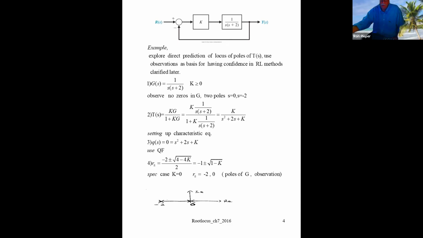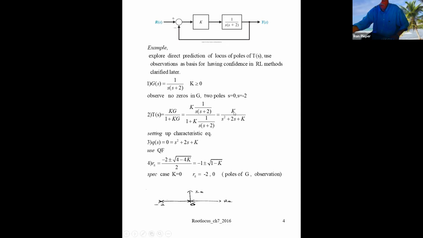If you're interested, I think there's some discussion in the book on that, but it's usually considered an add-on if you need it. We're not going to consider that. So just remember that for everything we're doing regarding root locus, our root locus parameter is real and non-negative.